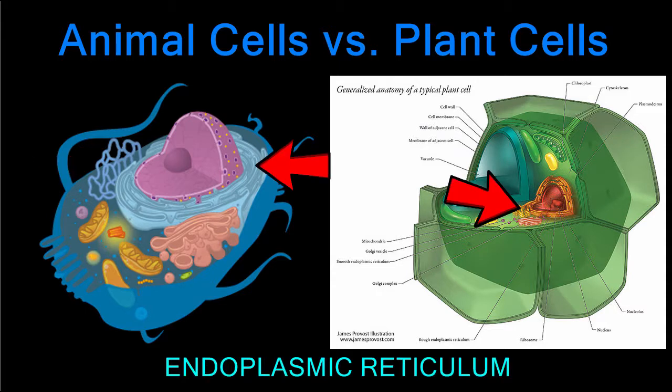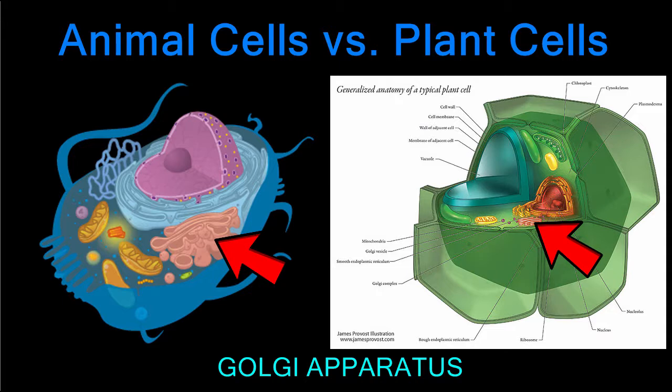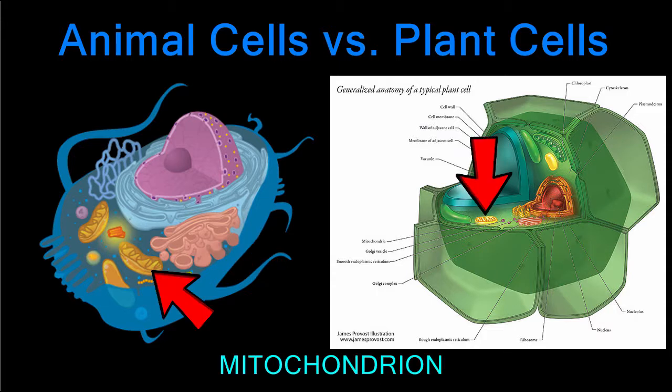Both plant and animal cells also possess an endoplasmic reticulum, or ER for short, which is the place where cell products like proteins and lipids are made. Both have a Golgi apparatus, or Golgi body, which is responsible for packaging and shipping the cellular products. The mitochondrion is an organelle that extracts energy from glucose to make ATP.